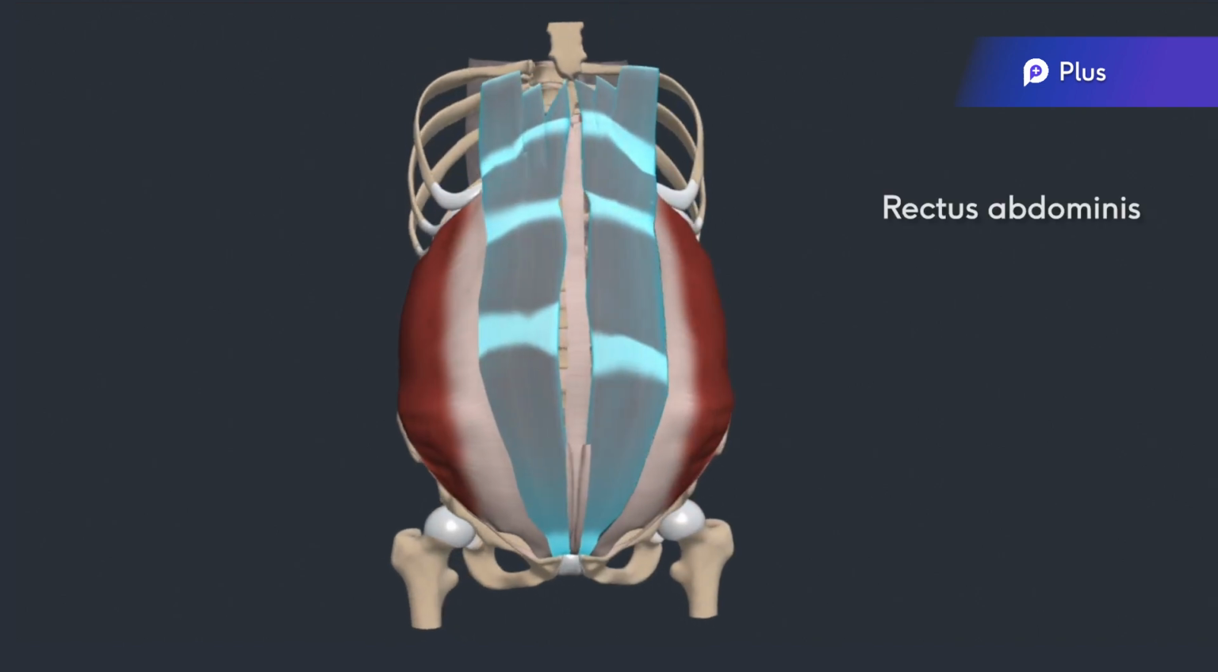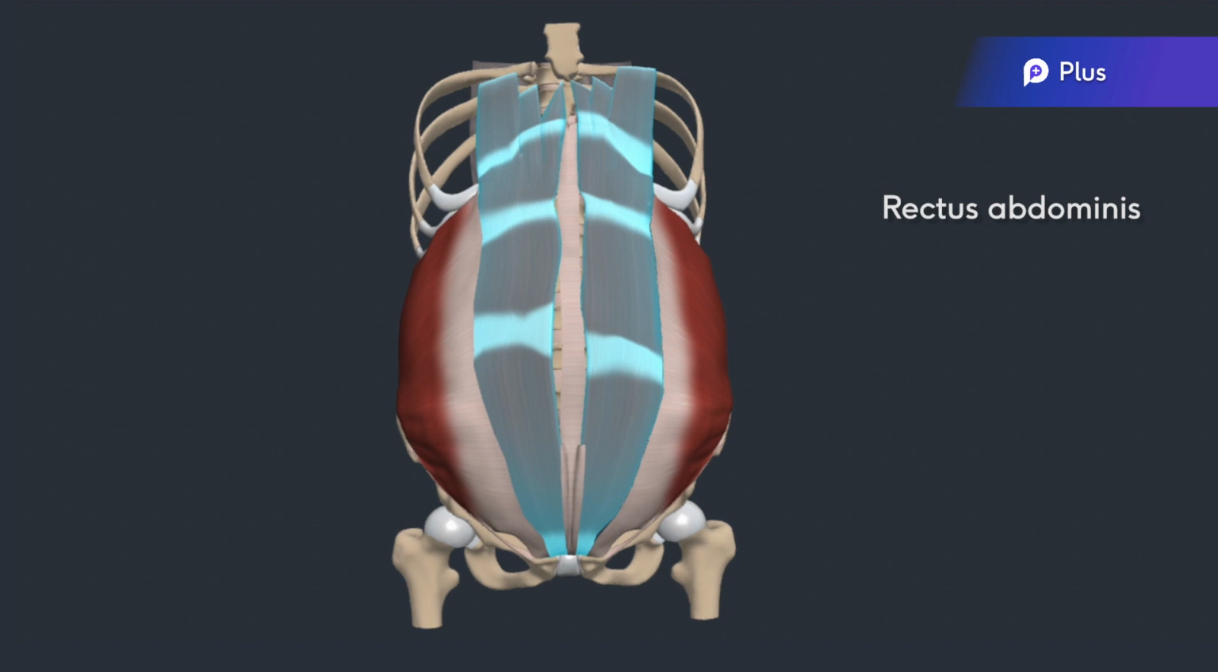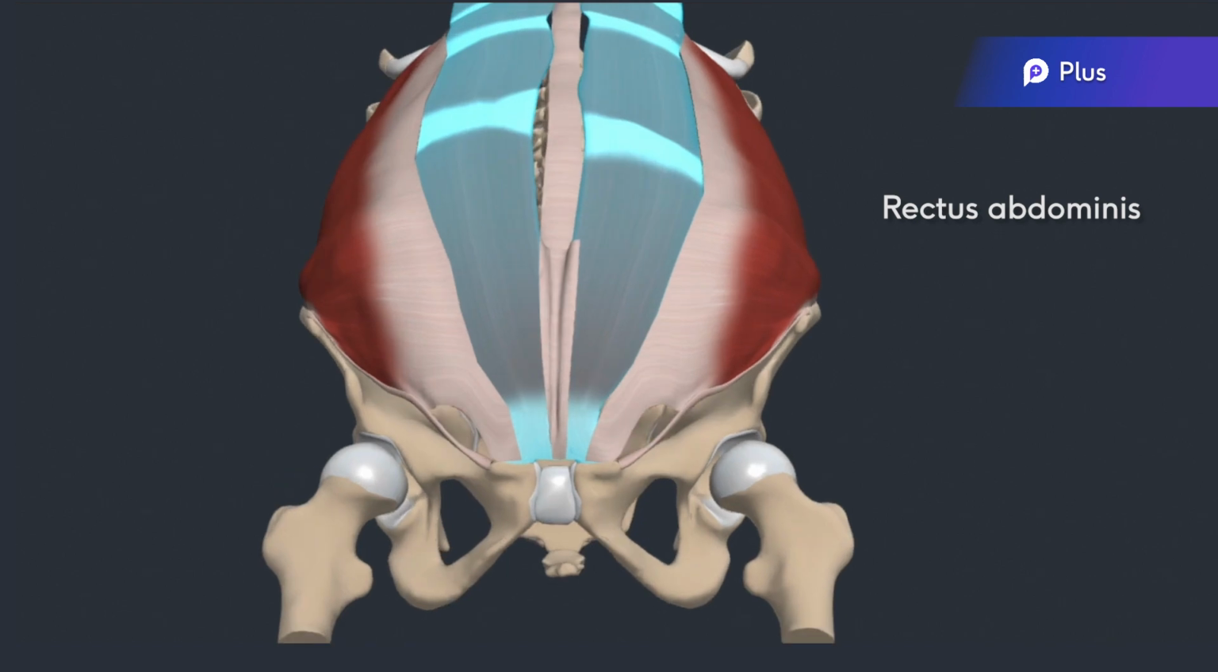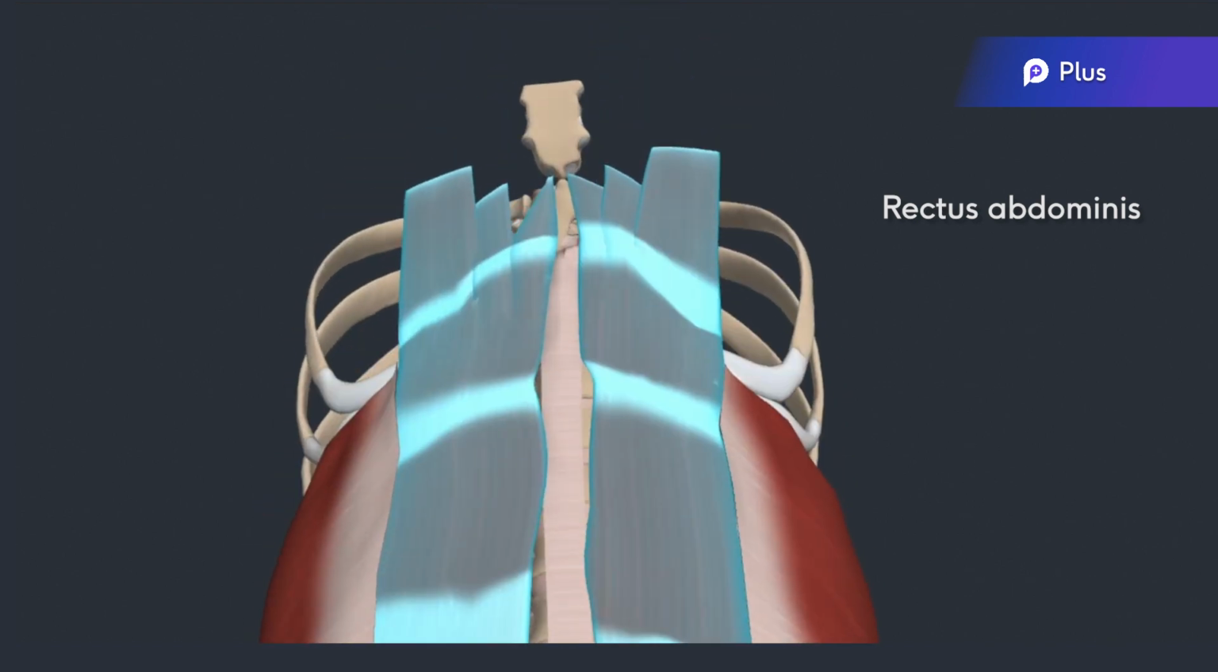Anteriorly is the rectus abdominis, also known to most people as the six-pack muscle. It originates from the pubis and pubic symphysis and inserts into the xiphoid process of the sternum and the 5th to 7th costal cartilage. This muscle acts to flex the trunk and assists in increasing intra-abdominal pressure.